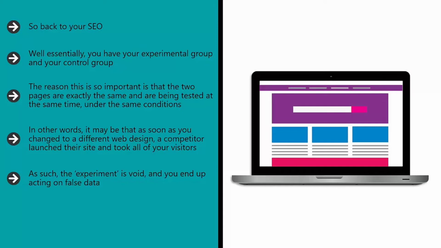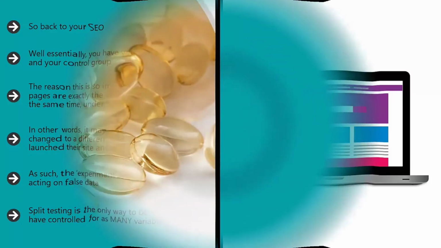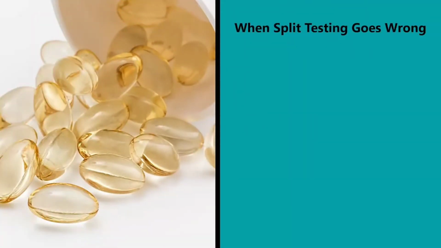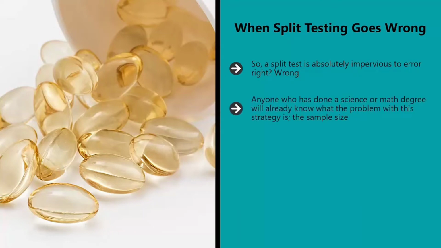Likewise, if you were to simply adopt some changes in your next article, you couldn't know for certain that any boost or drop in performance wasn't simply due to the content of that article being better or worse. Split testing is the only way to be certain that you have controlled for as many variables as possible. When split testing goes wrong: so a split test is absolutely impervious to error, right? Wrong.